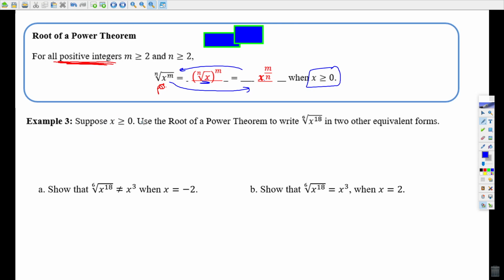Our example 3, suppose that we have a positive number in for x. Use the root of a power theorem, which is what this is called, root of a power theorem, to write the 6th root of x to the 18th in 2 other equivalent forms. So I'm just going to practice doing this. Go from one to the next to the next. So we'll do 6th root of x to the 18th. That's this form here, right?